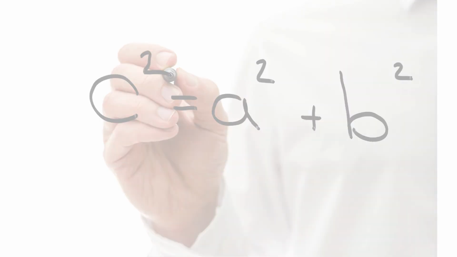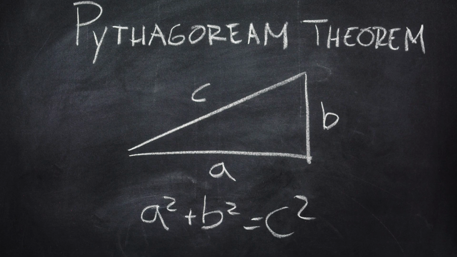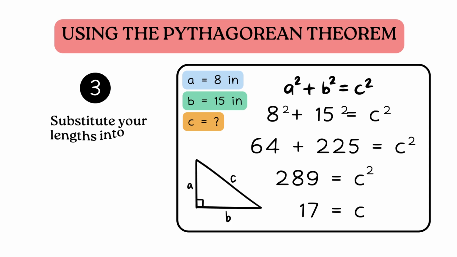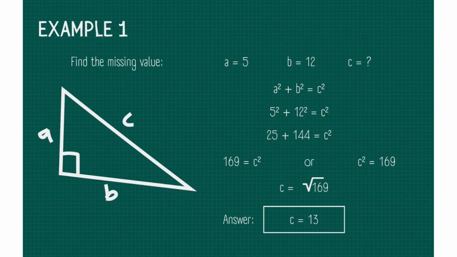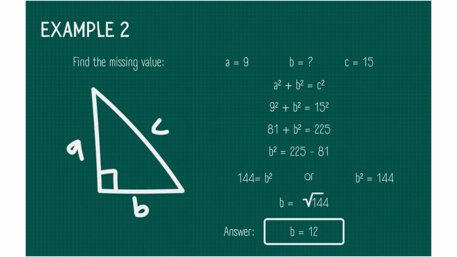All right, so this is the formula. You need to remember that. If you use the formula, then you can easily get the C value here. The C value here is 17, where 8 is the a value and 15 is the b value. Then substitute your lengths into the Pythagorean theorem equation and solve for the missing value, that is C equals 17. Use your calculator. Here is another example, you can practice and check your answer, guys.